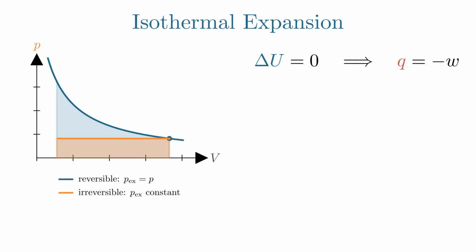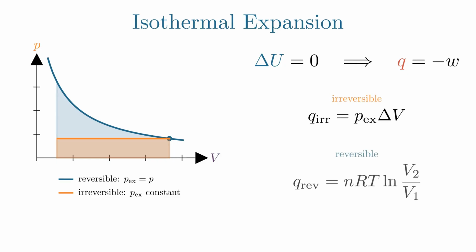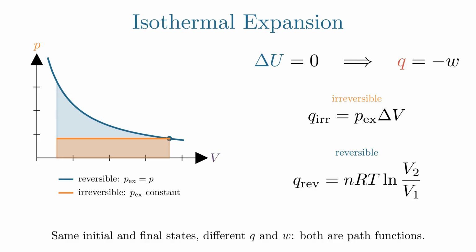For an irreversible expansion through a constant external pressure and a reversible expansion between the same states, respectively, Q irreversible equals Px delta V and Q reversible equals nRT log V2 over V1. The two paths have the same initial and final states, but different values of Q and W, confirming that heat and work are path dependent.